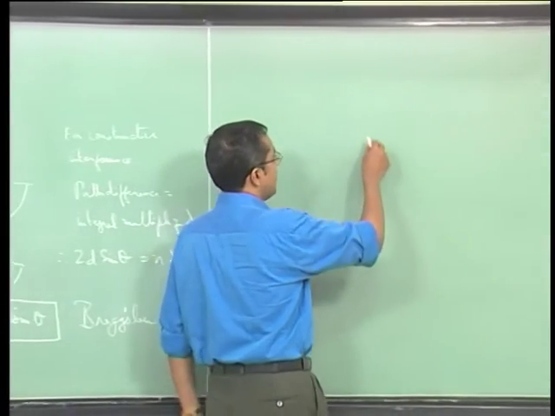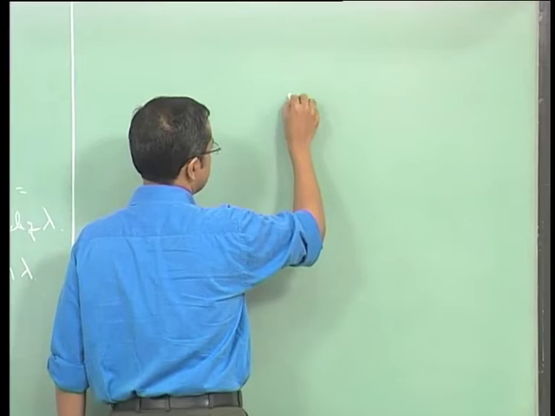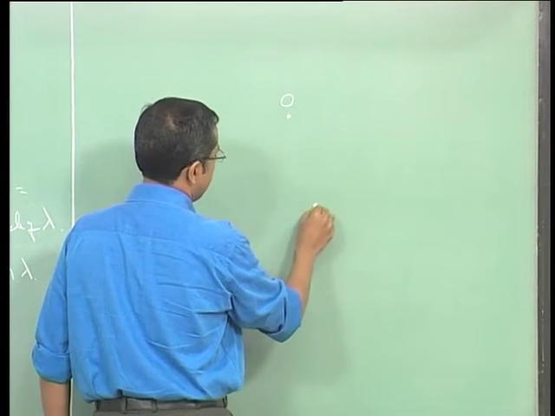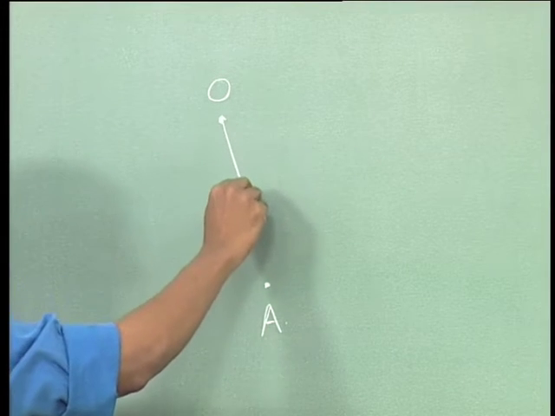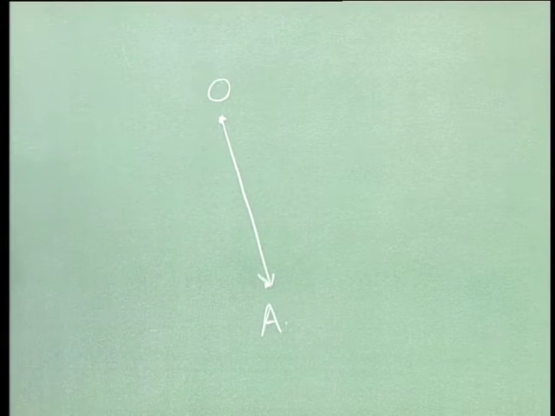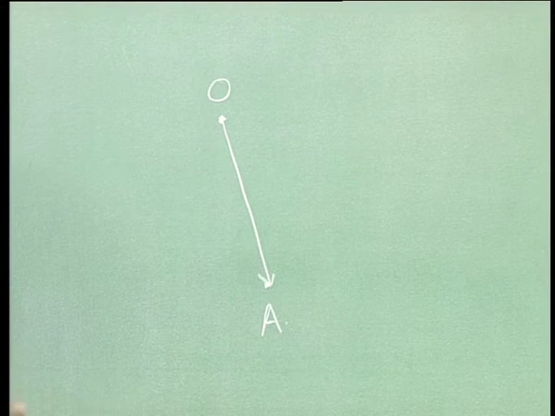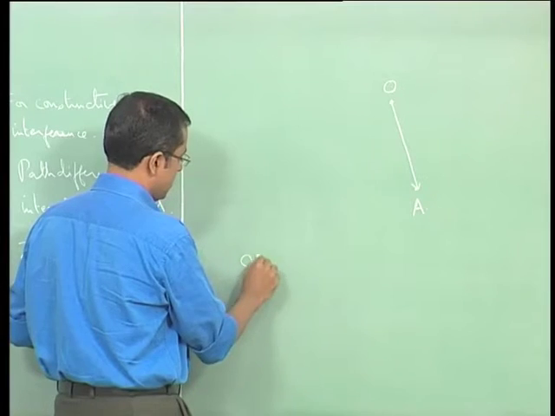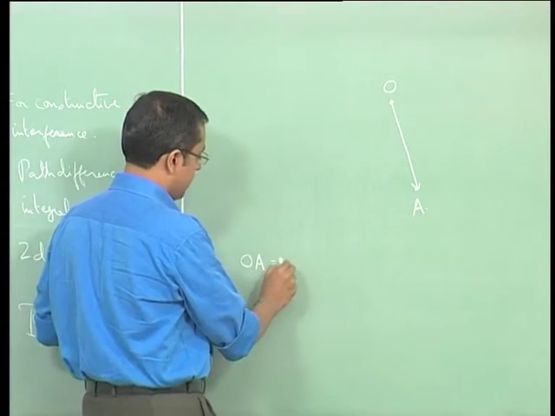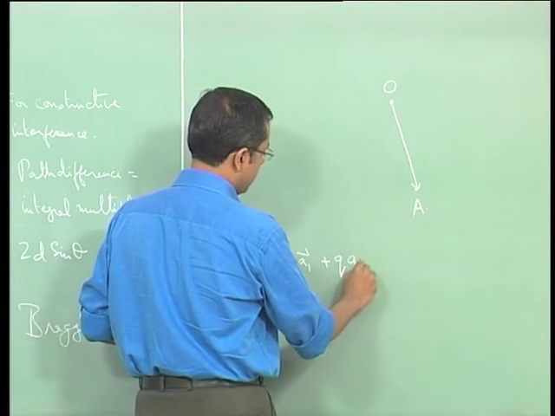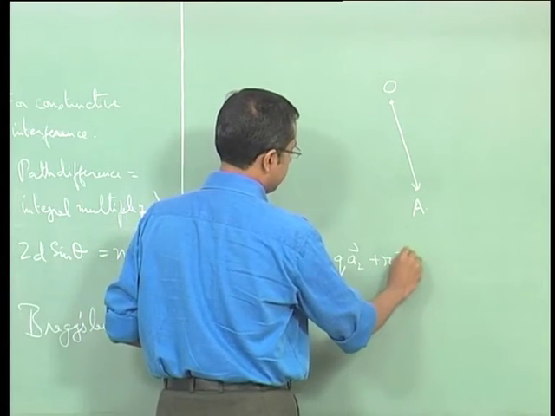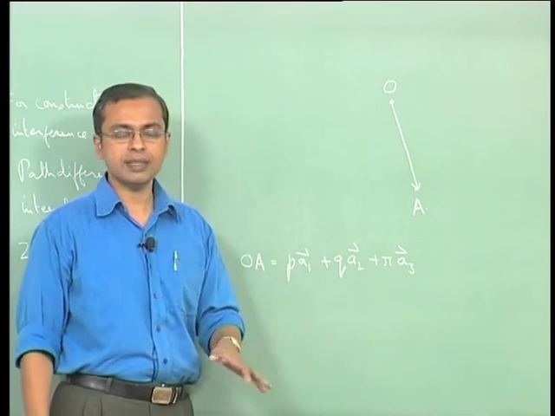So now let us take an atom at the origin O and some other atom at a location A. So we have two atoms here which belong to this periodic crystalline structure, an atom at O and an atom at A. Therefore this vector OA is a real lattice vector, so OA is going to be P times A1 plus Q times A2 plus R times A3, where A1, A2 and A3 are the unit vectors in real space.